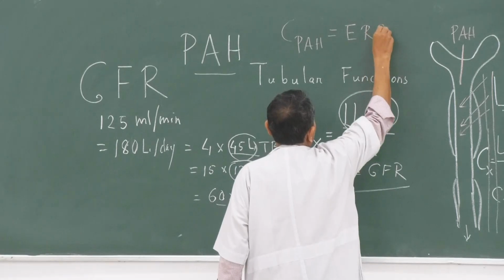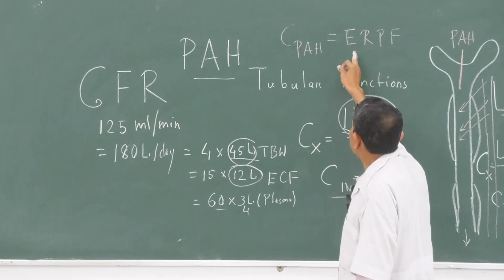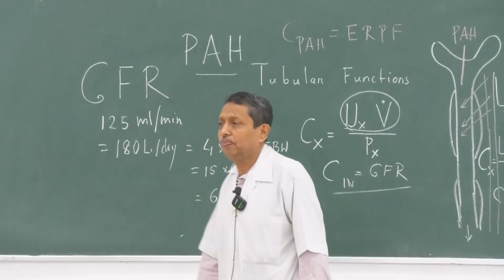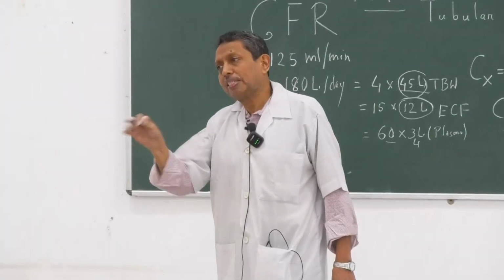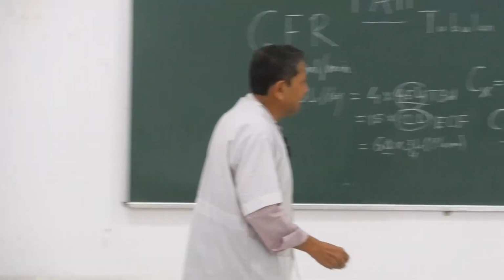Clearance of PAH gives the effective renal plasma flow, but when it is divided by the extraction ratio, normally 90% is extracted and only 10% remains.